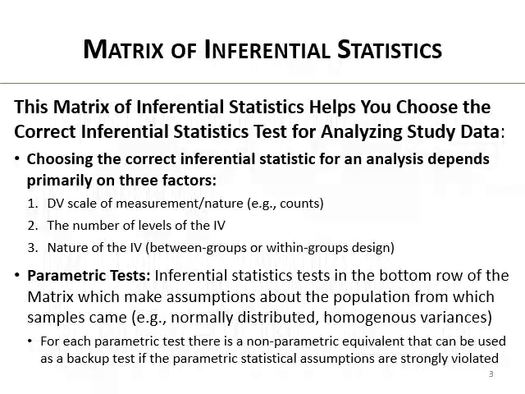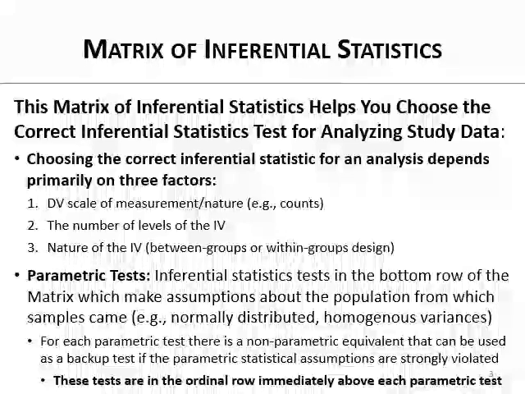So note that for each parametric test, there is a non-parametric equivalent, sort of a backup or weed whacker test is what I call them, that can be used in case the parametric statistical assumptions are strongly violated. So there's always a backup if you can't do the super fancy one. It's not as great, but it works. That's called your non-parametric equivalent. Those are the tests in the ordinal row directly above the parametric test, so you can figure it out pretty easily. Just look one row above the parametric test, and that is your non-parametric equivalent.